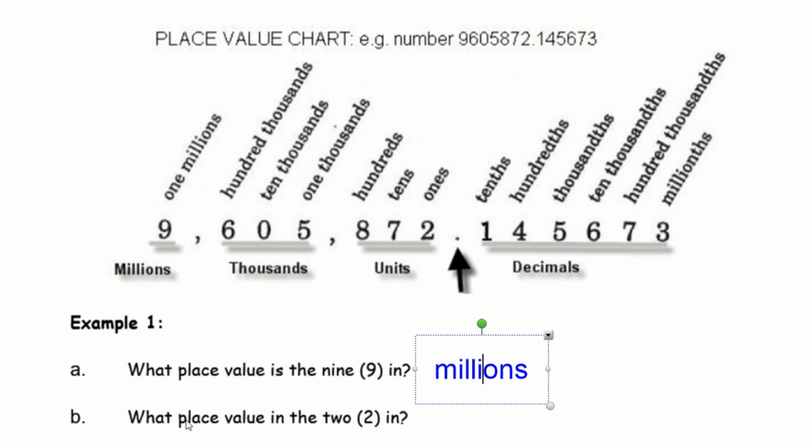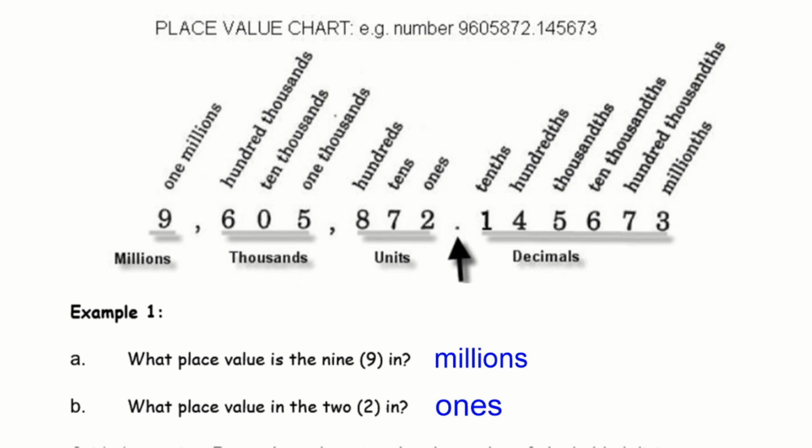And for question B, what place value is the 2 in? So the 2 is in the ones. So it's not 20s, not 200s, it's just 2. So for ones, we don't multiply the number by anything.